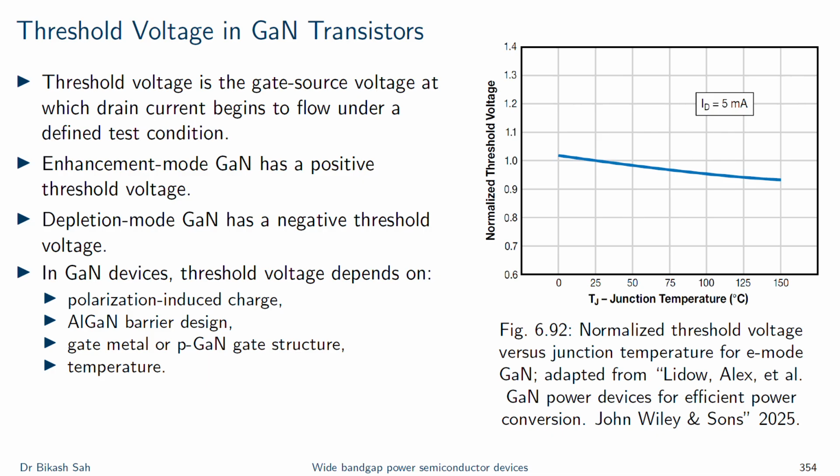It is important to distinguish the threshold voltage from the recommended gate drive voltage. A device may begin to conduct at around 1 to 2 volts, but it may need 5 to 6 volts for low on-resistance.